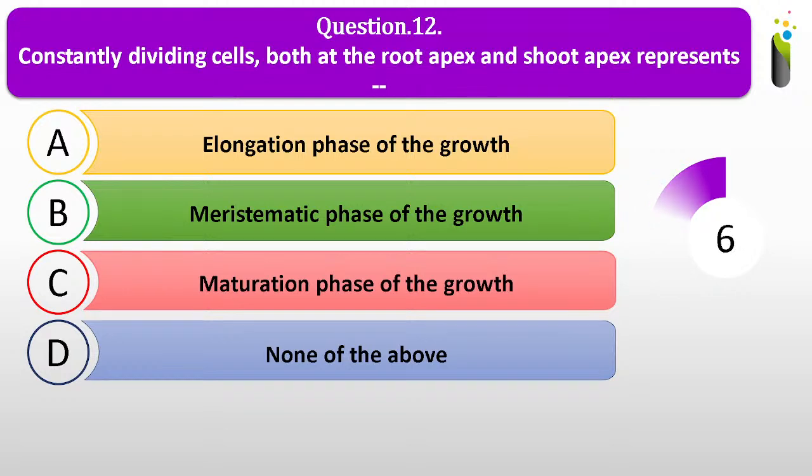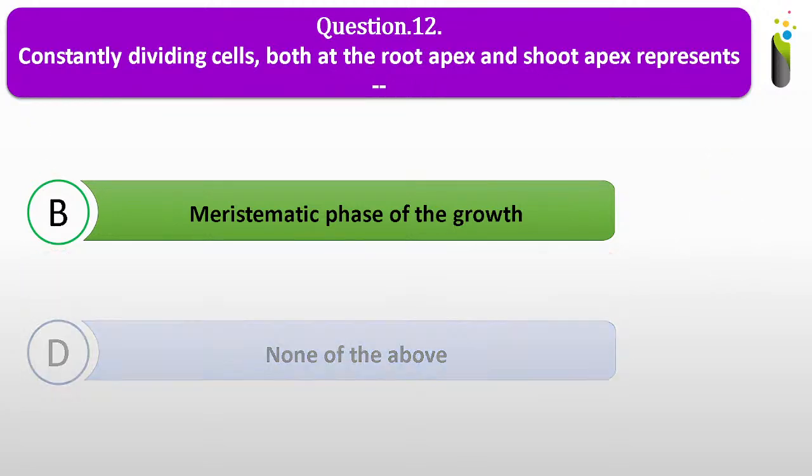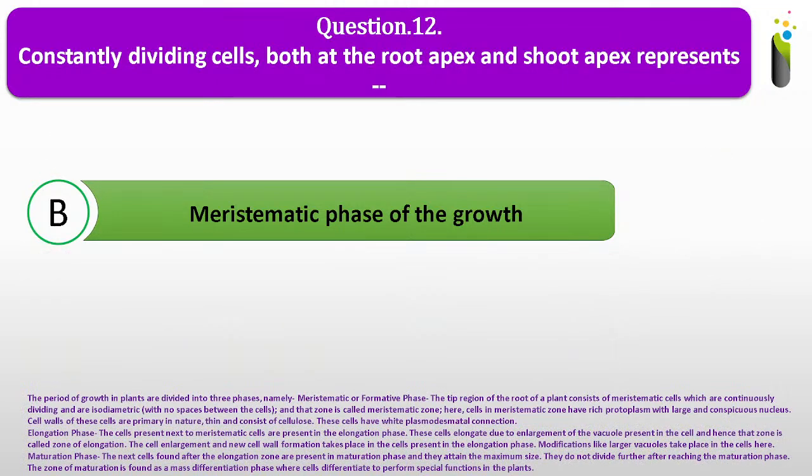So constantly dividing cells, that's a clue hidden there. So what should be the answer? The answer for question number 12 has to be B. Meristematic phase of the growth. See, the period of growth in the plants is divided into 3 main phases. The meristematic or the formative phase being the first one.